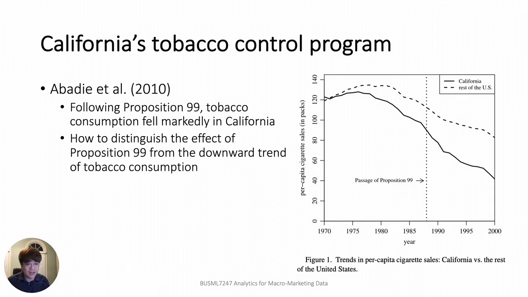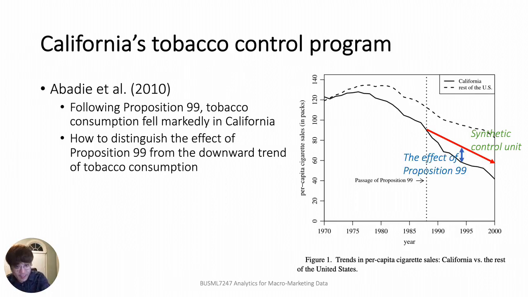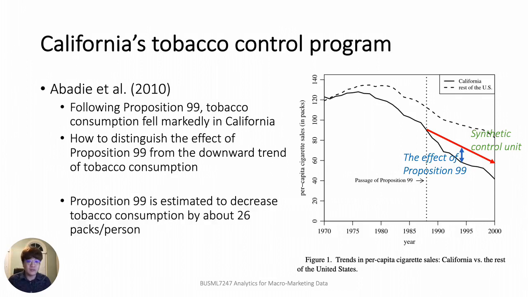Professor Abadie and his colleagues proposed a synthetic control method that generates a synthetic sales curve in California like this red line, and estimates the effect of Proposition 99 by computing the deviation of the observed sales from the synthetic sales. The result is that Proposition 99 is estimated to decrease tobacco consumption in California by about 26 packs per person.